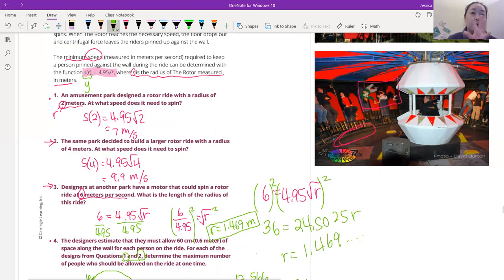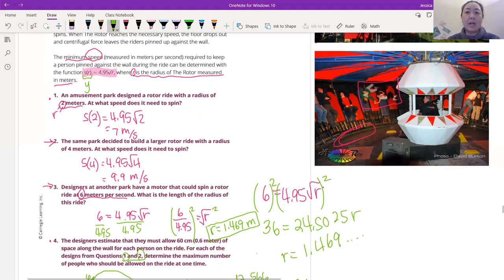So first thing we would do is divide out the 4.95, and then you would get this. And how do you get rid of the square root? With a square. So we're going to square both sides, and you should get the answer of 1.469. If you do not, I would check your parentheses, make sure you're squaring both the 6 and the 4.95. That's another place that people can get messed up on.